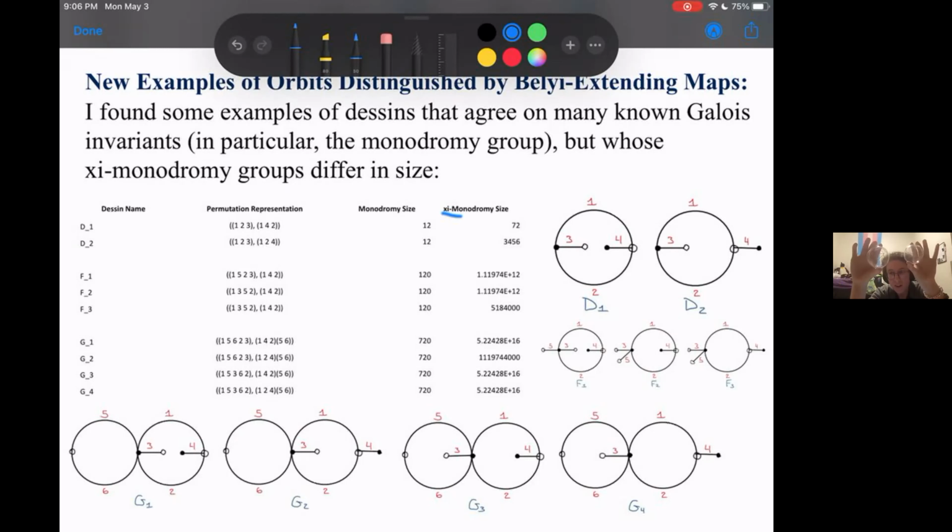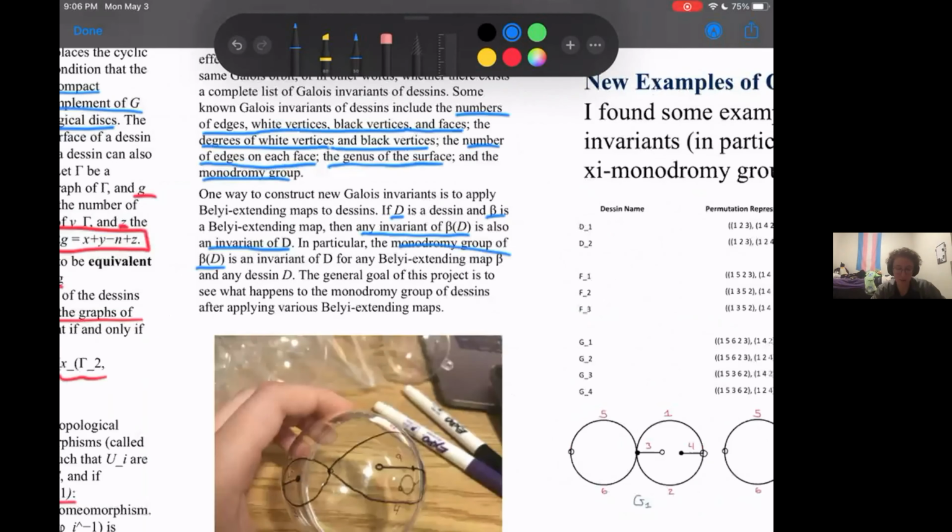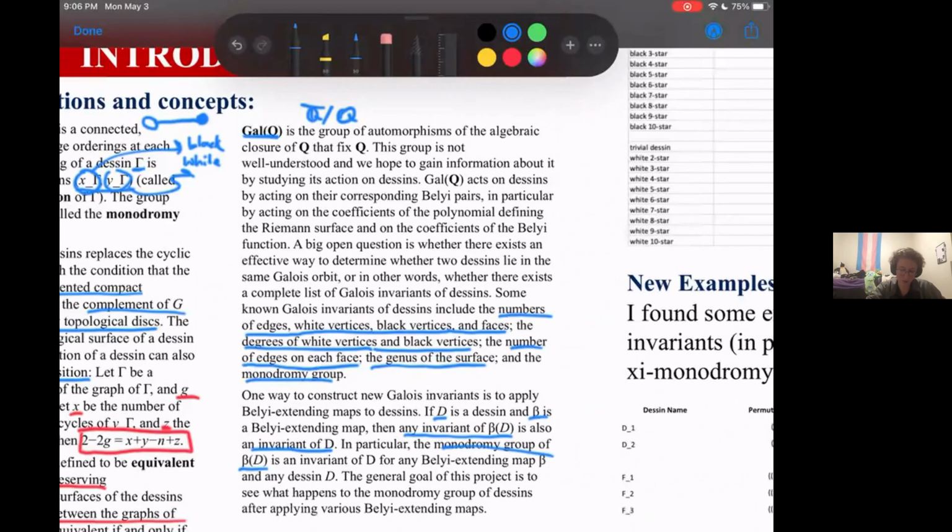G2 and G4 are special because if you remember all the invariants I listed when I was defining this action, G2 and G4 agree on all of these invariants that I listed at the beginning. So if we were only taking into account these original invariants, we wouldn't be able to tell whether or not G2 and G4 were in the same Galois orbit. Just because they have the same of these things doesn't necessarily mean they're in the same Galois orbit.